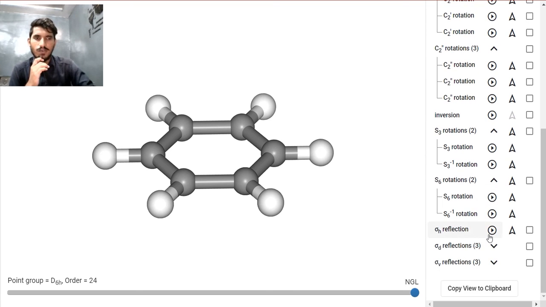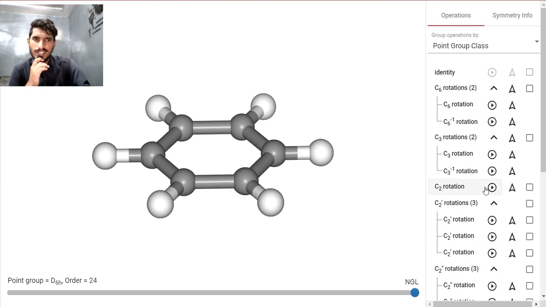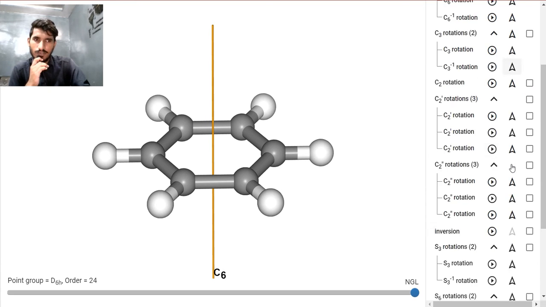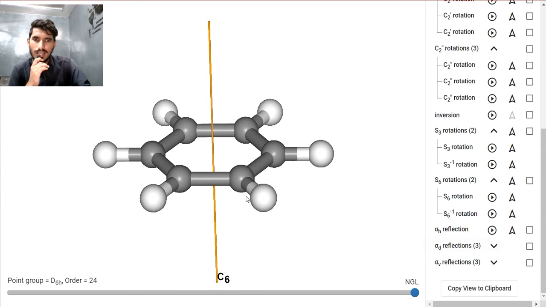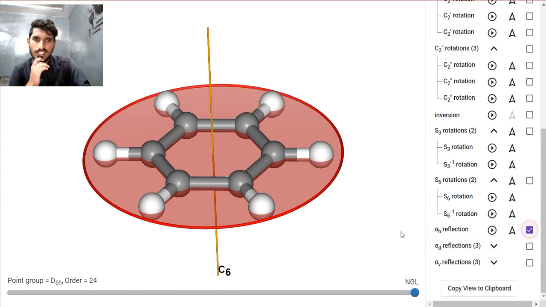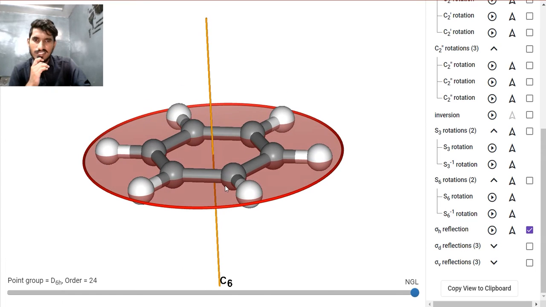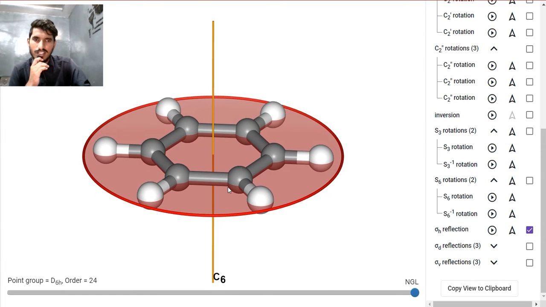Okay, so sigma h. What is sigma h, and what is sigma d, and what is sigma v? Sigma h is actually the plane that is perpendicular to the principal axis of rotation. So what was our principal axis of rotation? The principal axis of rotation was C6. As you know, in case of C6 we have the maximum value of n, so C6 is the principal axis of rotation. So the plane that is perpendicular to this C6 will be the sigma h. So here, as you can see, this plane is perpendicular to this C6, that means that this one is a sigma h.